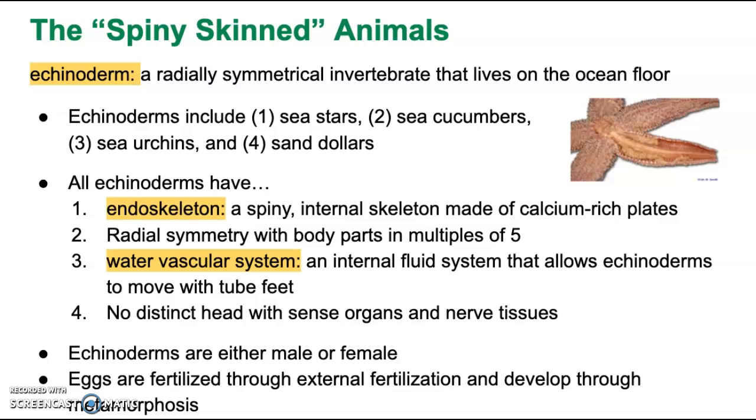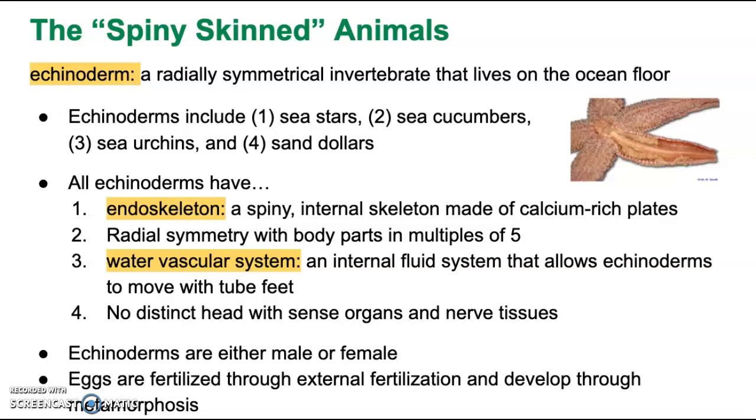Echinoderms are either going to be male or female. They have one set of reproductive organs and not both. It can be really hard to tell the difference, though. If we were actually doing a dissection in class, you probably could not decipher whether you had a male or a female specimen. Eggs are fertilized through a process called external fertilization. That means that the female basically just drops the eggs off in the water and the male comes by and fertilizes them as they're floating around in the ocean.